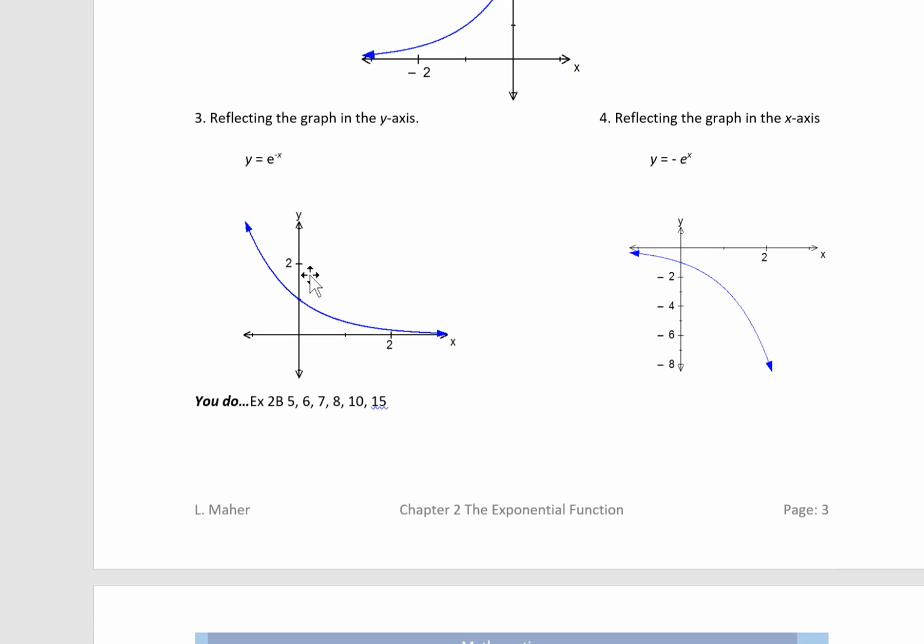Moving across ways, you impact directly on the x, and a positive number being added moves it to the left. And the reflections in the axis: reflecting in the y-axis, you then get y equals e to the negative x, and in the x-axis, y equals negative e to the x. So you can do these examples out of 2b.